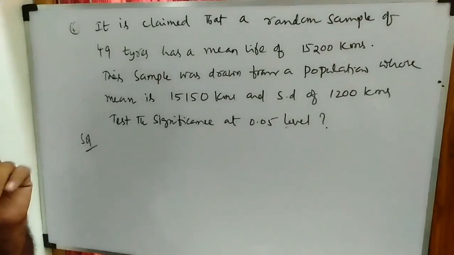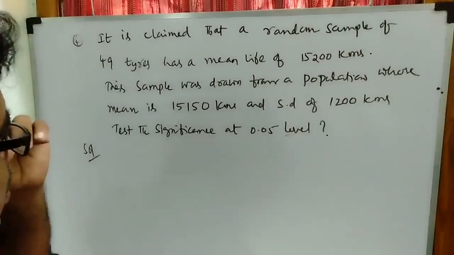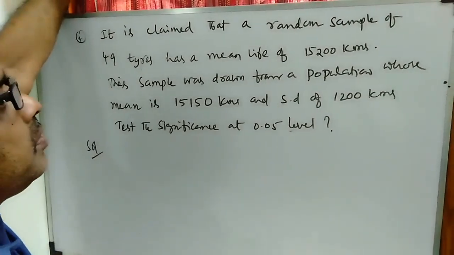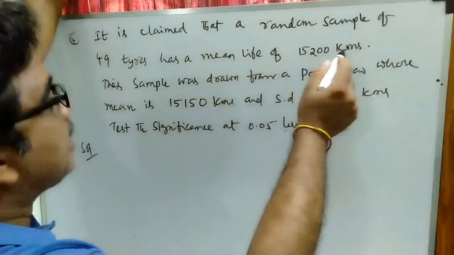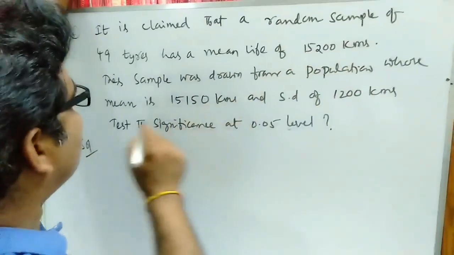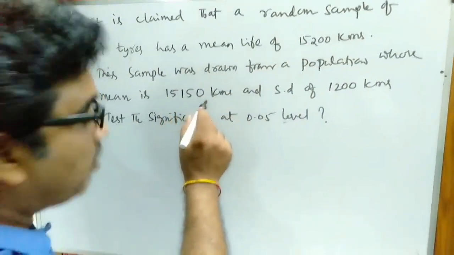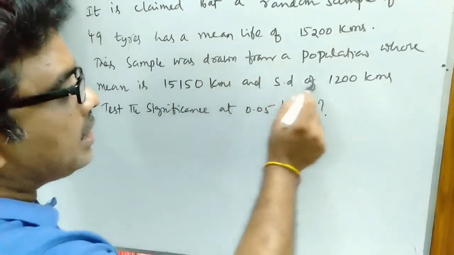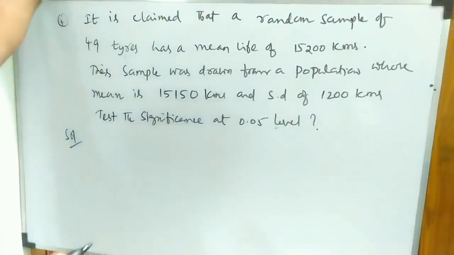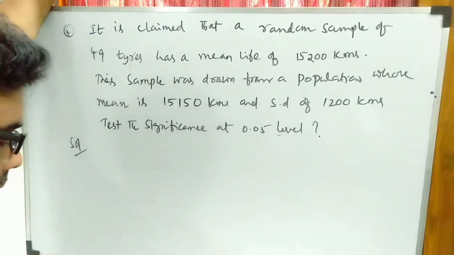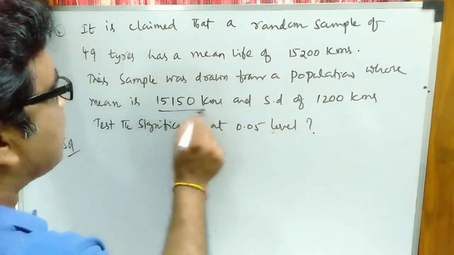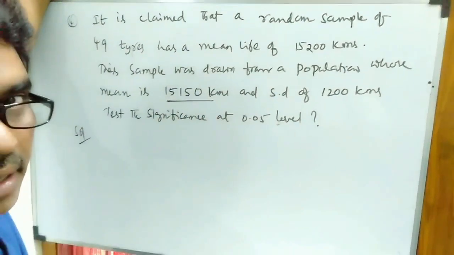Fourth problem. It is claimed that a random sample of 49 tires has a mean life of 15,200 kilometers. This sample was drawn from a population whose mean is 15,150 kilometers and a standard deviation of 1200 kilometers. Test the significance at 0.05 level. So clearly here we are going for testing of a single population mean.